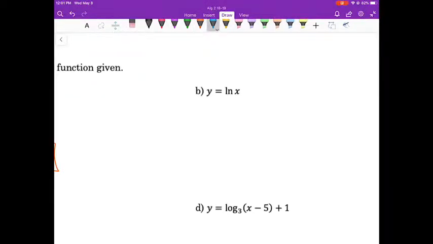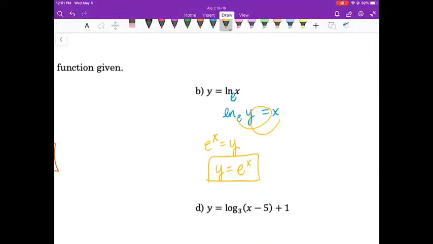Same idea with example B, and don't forget that we have that invisible e for our base of that log. So we start by swapping x and y. X equals natural log, or log base e, of y. Well, we can't just divide both sides by log because that's not how it works. So instead what we will do is we'll log loop. I'm starting with a log, so I want to end with an exponent, which is how I need to do my e. I have e to the x equals y. Or again, we like to have our y on the left, so we have y equals e to the x.